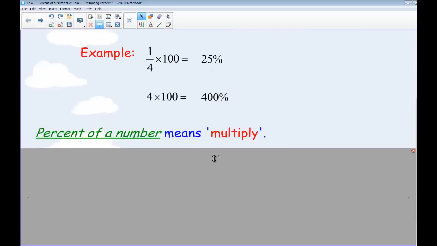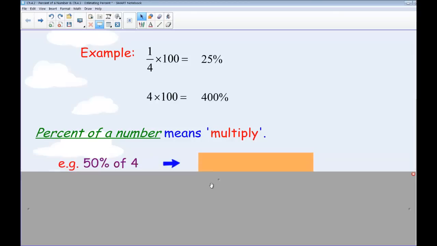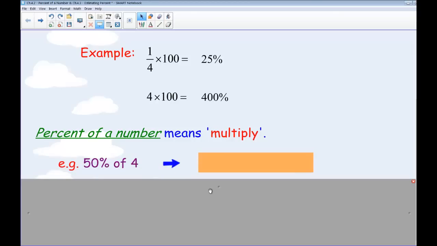Now, when we're talking about percent of a number, it simply means multiply. Well, at least that's the operation that you would need to use. So if we were asked to find 50% of the number 4, then all we have to do is take 50% and convert that into a decimal, which would be 0.5, and multiply that by 4, and therefore we would get the value of 2. So in other words, 2 is 50% of 4.